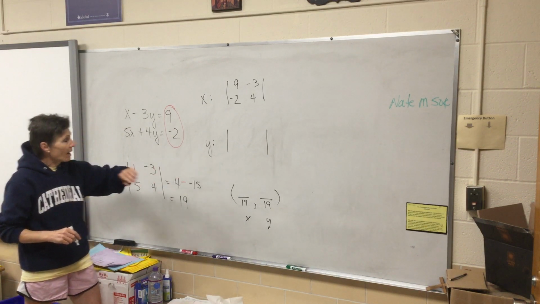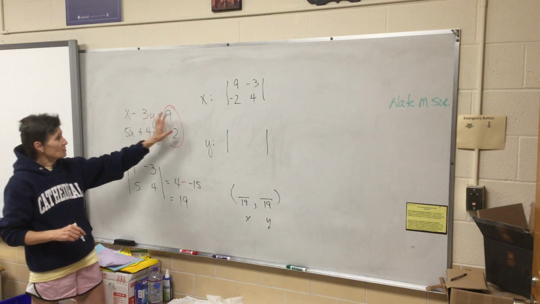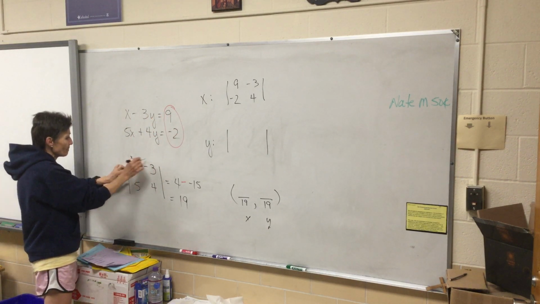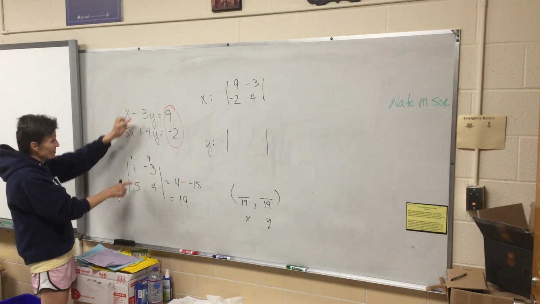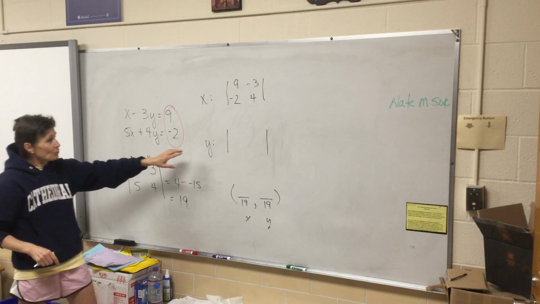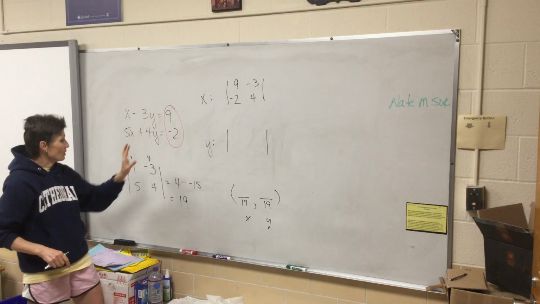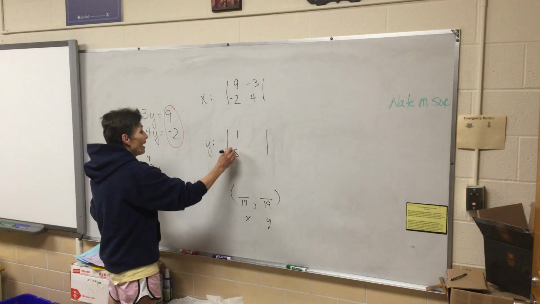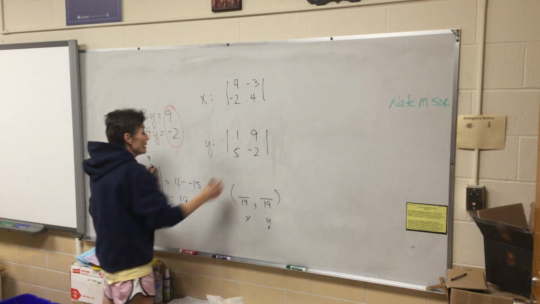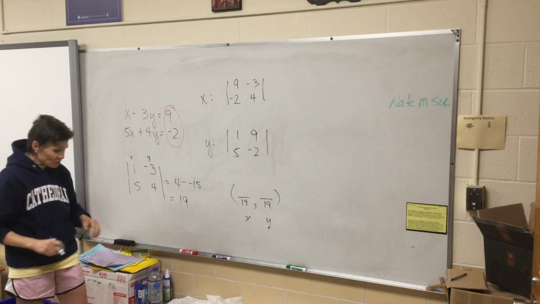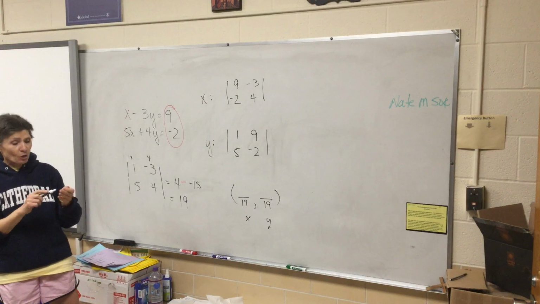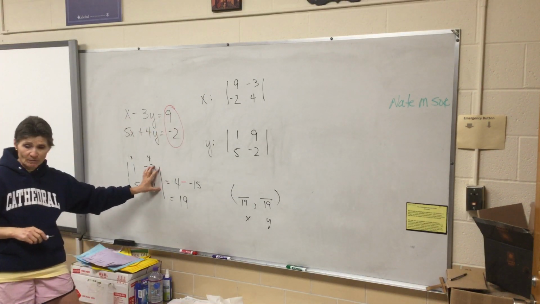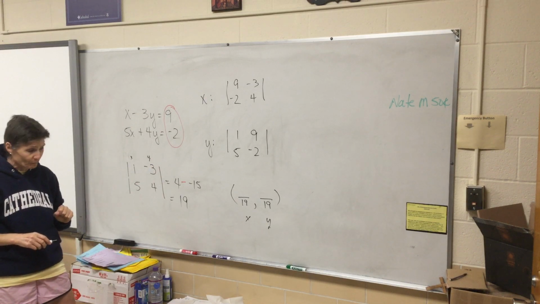If you're doing Y, you do the same thing, but you cut these out and paste them on the Y. Remember, these were the X numbers and these were the Y numbers when you took them out of the original equation. So if you're doing Y, you're going to paste those on top of Y. So you would have 1, 5, 9, negative 2. Don't switch anything around. Don't do anything except paste that right on top of whichever letter you're solving for.